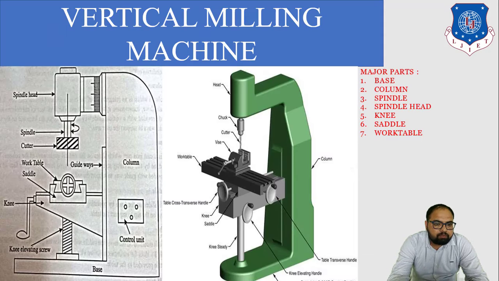Next is the vertical milling machine. In a vertical milling machine, there are also major components like base, column, spindle, spindle head, knee, saddle and work table. These are the most important basic components of the vertical milling machine. So we will perform our practical on the horizontal and vertical milling machines.